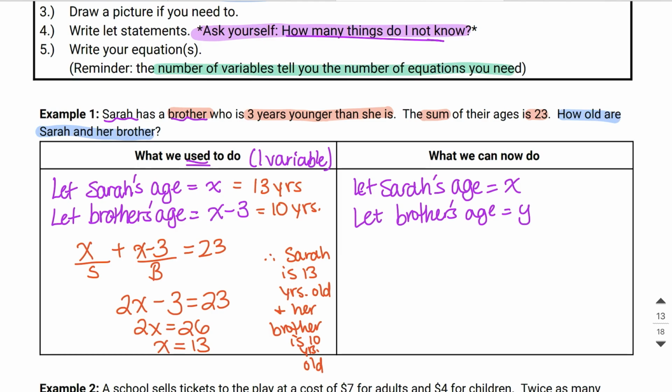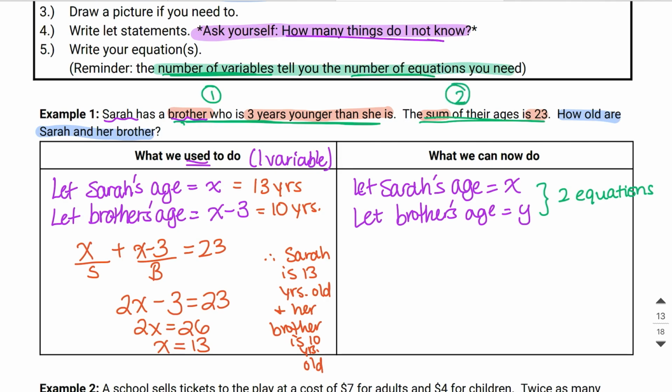This is awesome. But next, it says write your equations, and we have to remember that the number of variables will tell you the number of equations. Because there are 2 variables, we have to write 2 equations. So what are my two equations? My two equations are going to come from the fact that Sarah has a brother who is 3 years younger than she is, and the sum of their ages is 23. This is going to be our first equation, and this is going to be our second equation.